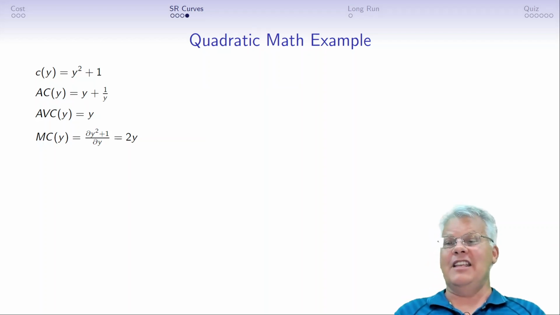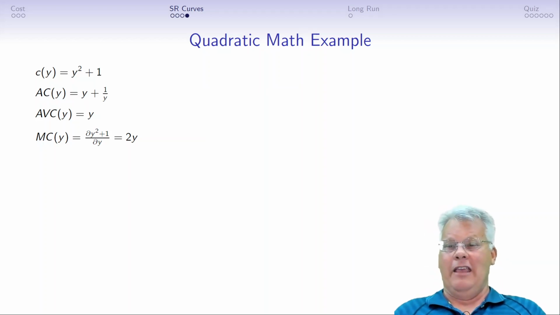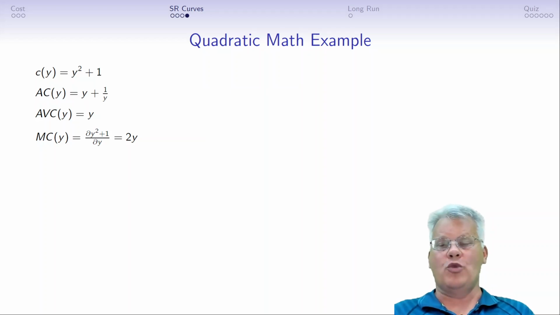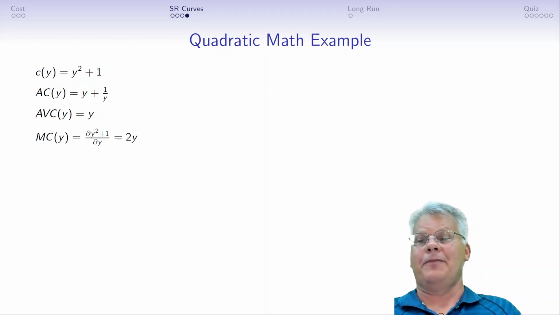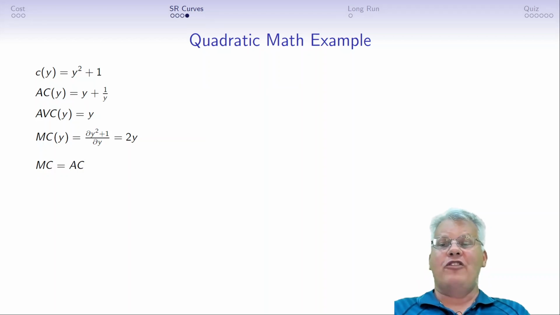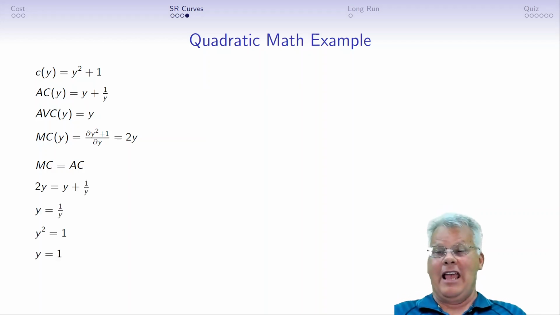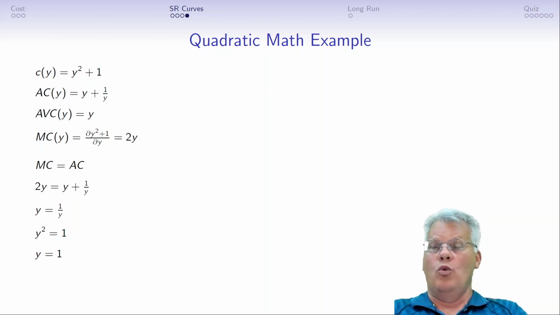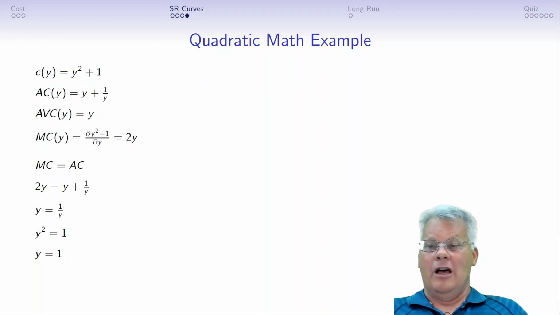Marginal cost is equal to the derivative of total cost with respect to output. And if I differentiate total cost, y squared plus 1, with respect to output, that derivative is 2y. Now, I know that average cost is minimized where marginal cost equals average cost, so I could set those two equal, and I can solve for the level of output where average cost is minimized. So given marginal cost and average cost as I've computed them, average cost is minimized at an output level of 1.